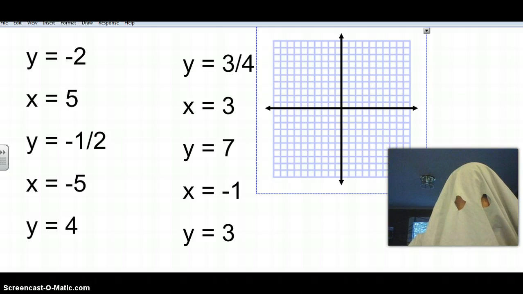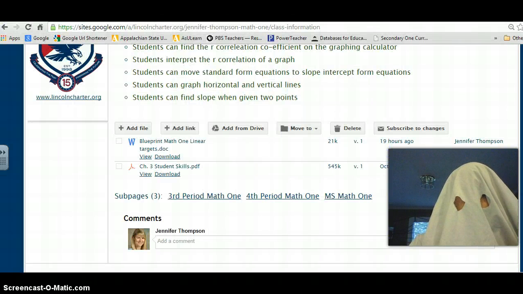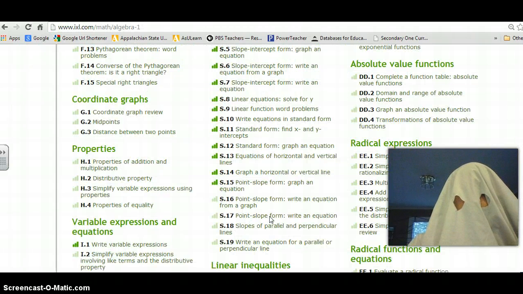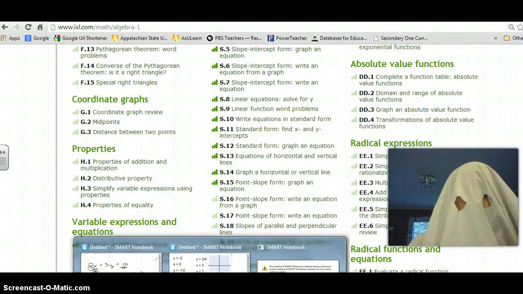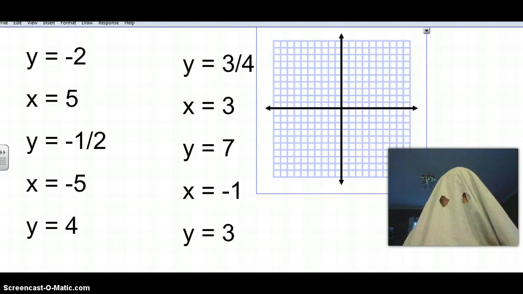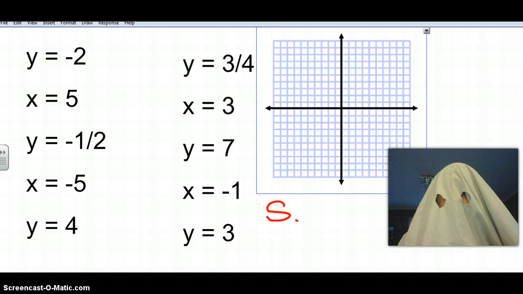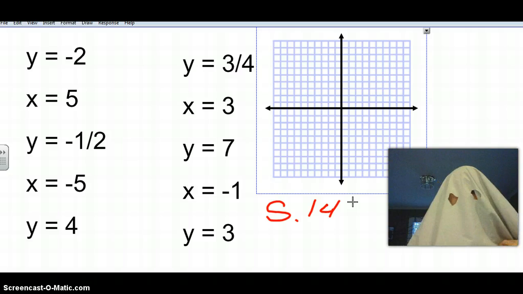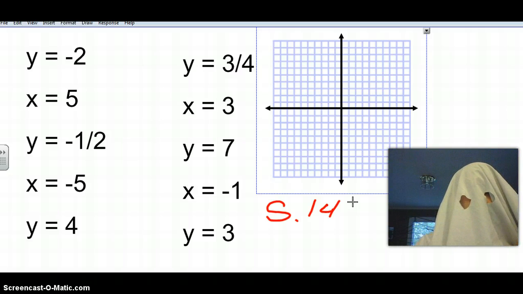If you have a computer that's not a Chromebook, since that just seems to be the problem, and you'd rather do it on IXL, you would do S14. Okay, so you've got 2 options here. You can complete these 10 problems and graph them yourself, or if you have a computer that is not a Chromebook, you could do S14 for 10 problems on there. So I'll leave it up to you. You can let me know tomorrow which one you do.